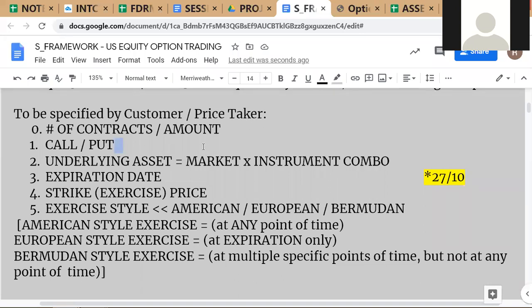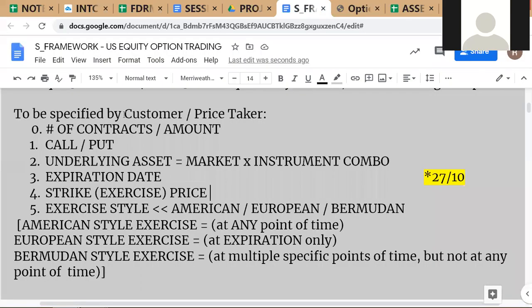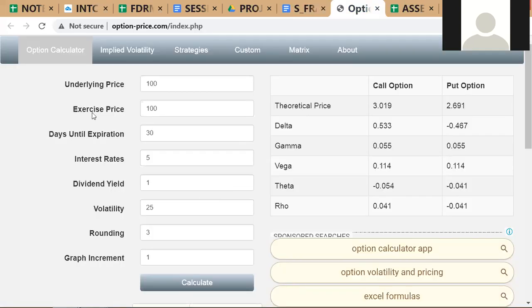The other feature that you have to talk about is the strike price. We briefly started on this, but we will revise it again today. The strike price is also called the exercise price. I've called it a strike price here, but you can see exercise price as well.